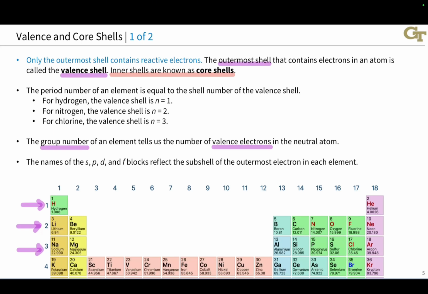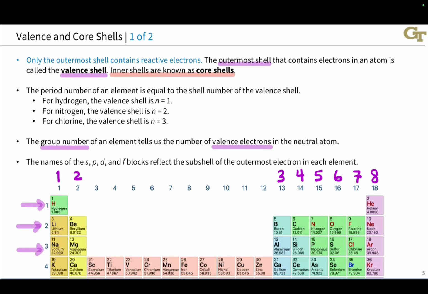So we have 1 valence electron in hydrogen, for example. We have 2 valence electrons. Well, let me start with the second row. 1 valence electron in lithium, 2 in beryllium. If we jump to group 13, 3 in boron, 4 in carbon, 5 in nitrogen, 6 in oxygen, 7 in fluorine, and 8 in neon.